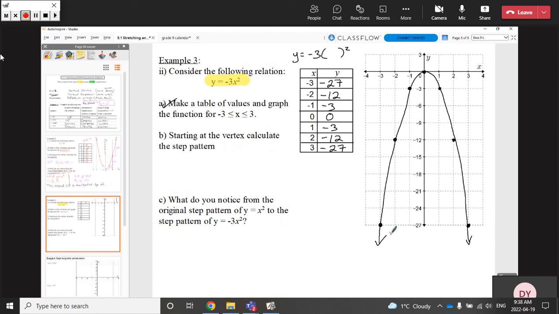Starting at the vertex, let's calculate this step pattern. Now just be careful because this y-axis is actually counting by 3s. So one box is worth 3 on the vertical axis. So over 1, look, we went down 3. Over 1, down 3, 6, 9. Over 1, down 3, 6, 9, 12, 15.